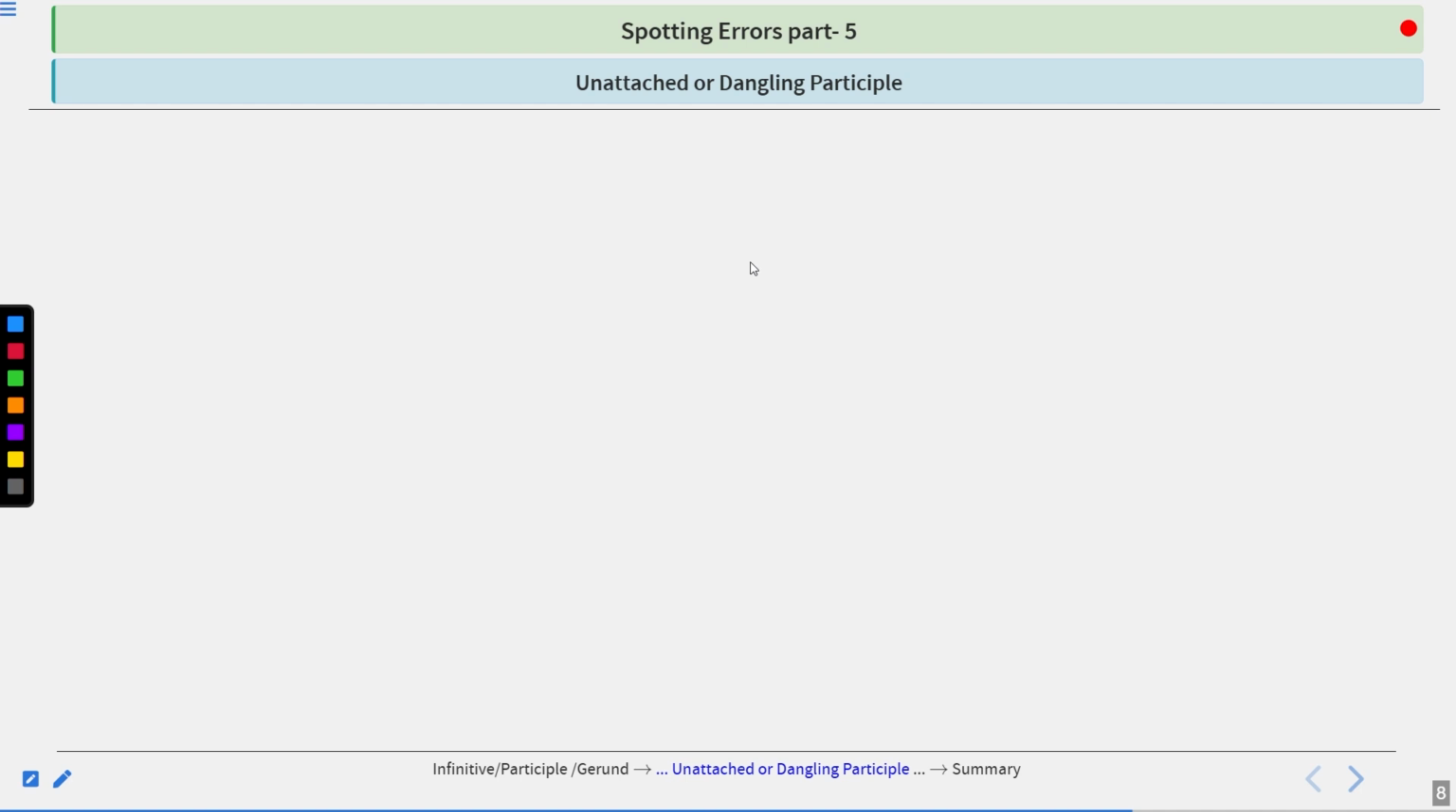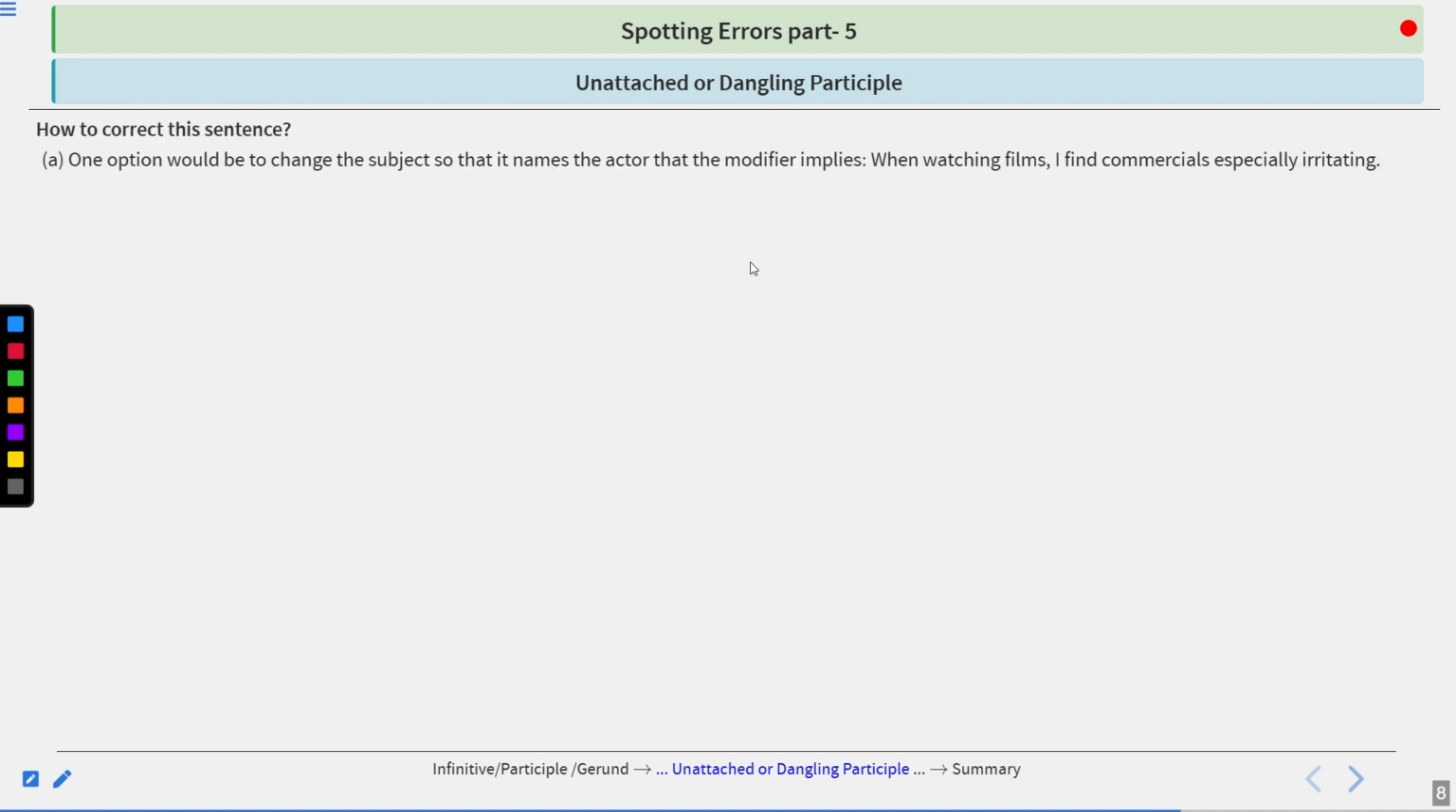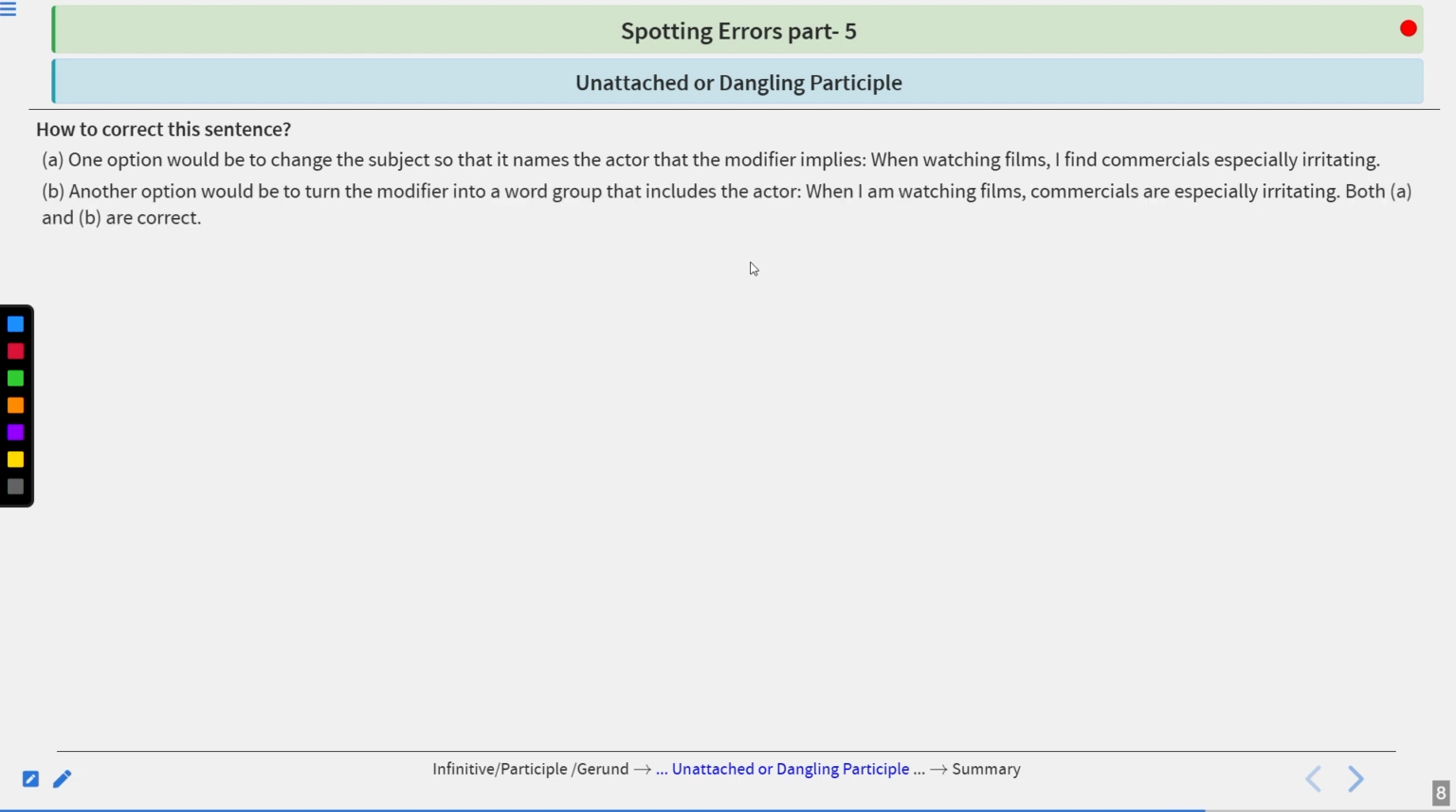Unattached or dangling participle. Again, how to correct this sentence? One option would be to change the subject so that it names the actor that the modifier implies. When watching films, I find commercials especially irritating. Another option would be to turn the modifier into a word group that includes the actor. When I am watching films, commercials are especially irritating. Both A and B are correct.